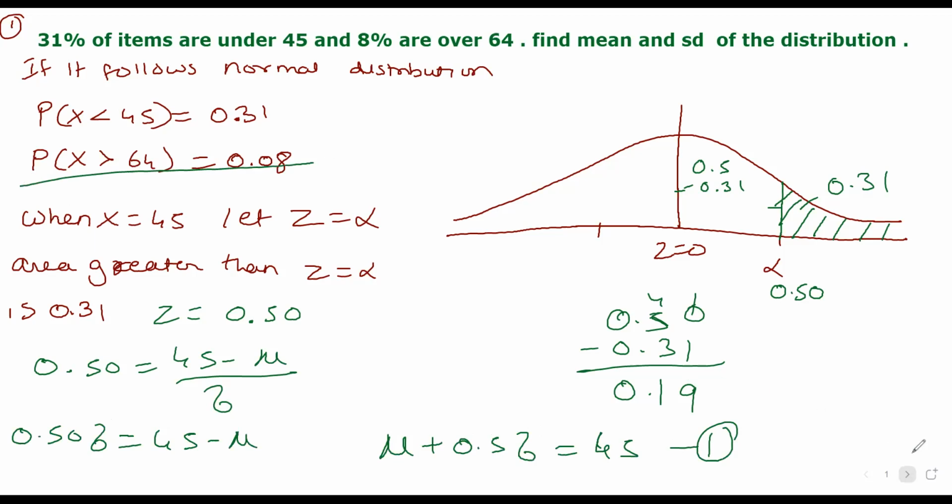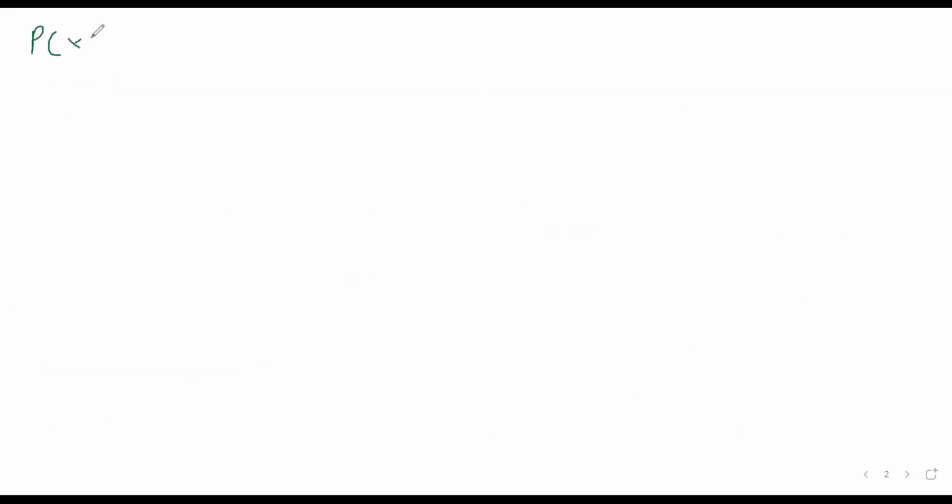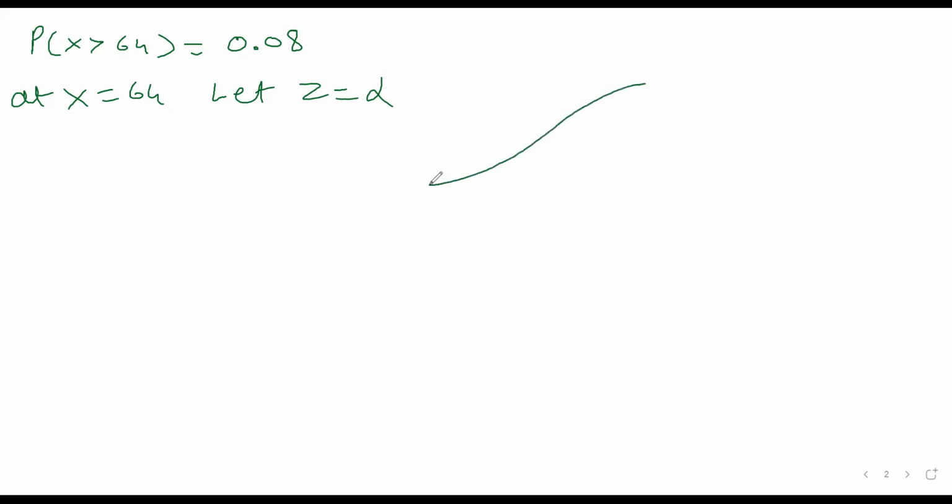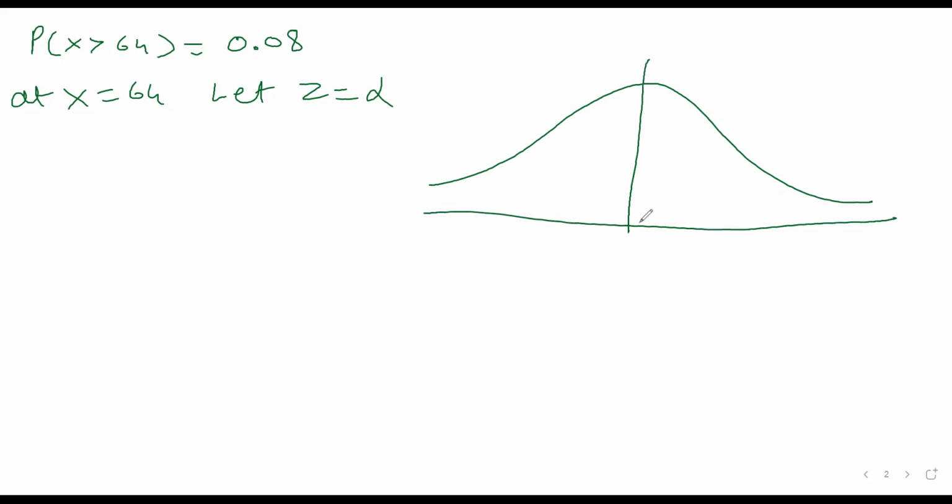Now I'll go to the next point. They have said that probability that x is greater than 64 is 8%, that is 0.08. So I will say that at x is equal to 64, let z be equal to alpha. I can again take alpha, no issues. I can have alpha here.